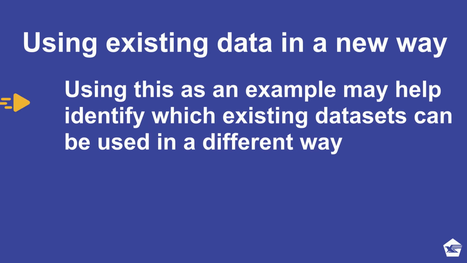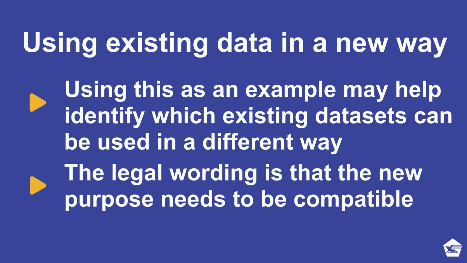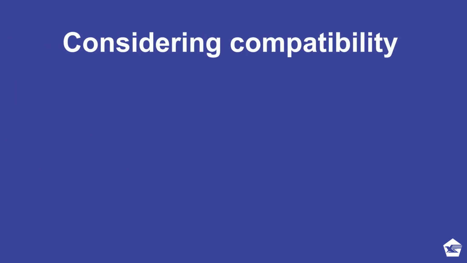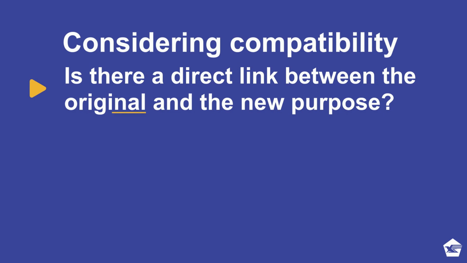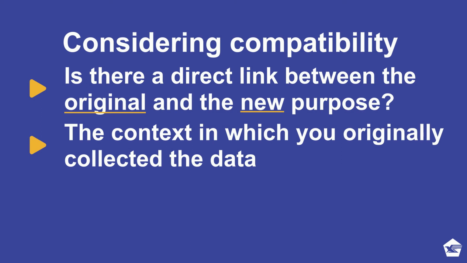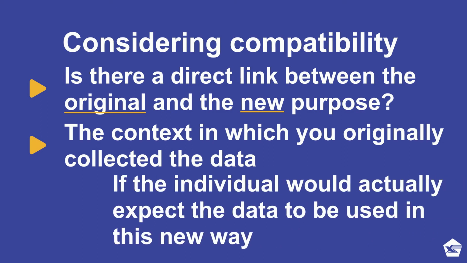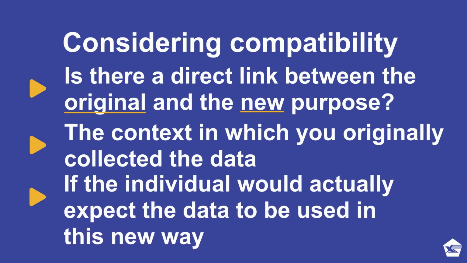By using this as an example, it may help you identify which existing datasets can be used in a different way. The legal wording is that the new purpose needs to be compatible, which does leave some room for manoeuvre. When considering compatibility, you should consider the following. Is there a direct link between the original and the new purpose? The context in which you originally collected the data, and if the individual would actually expect the data to be used in this new way.